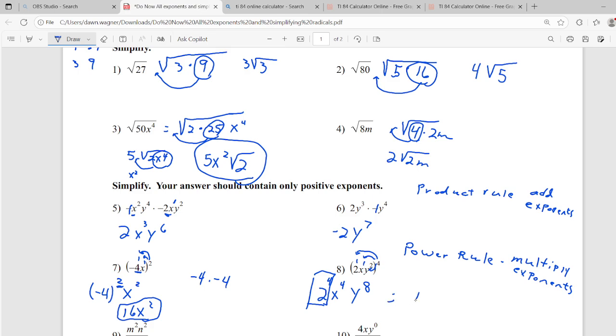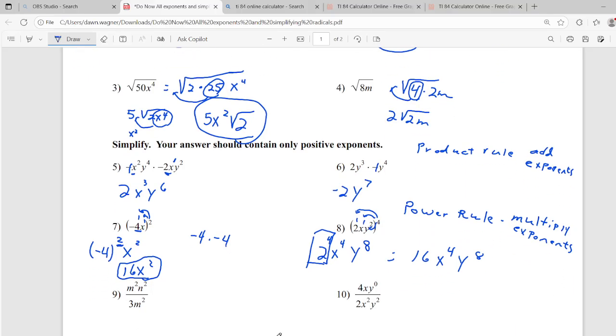So this would equal 16x to the 4th, y to the 8th. Can we do power rule? Is everybody good with power rule and know the difference between product, no parentheses, power, parentheses? Product rule, add exponents. Power rule, multiply exponents, right? Okay. Now, product rule add. I have it written right here. I have it wrote down.